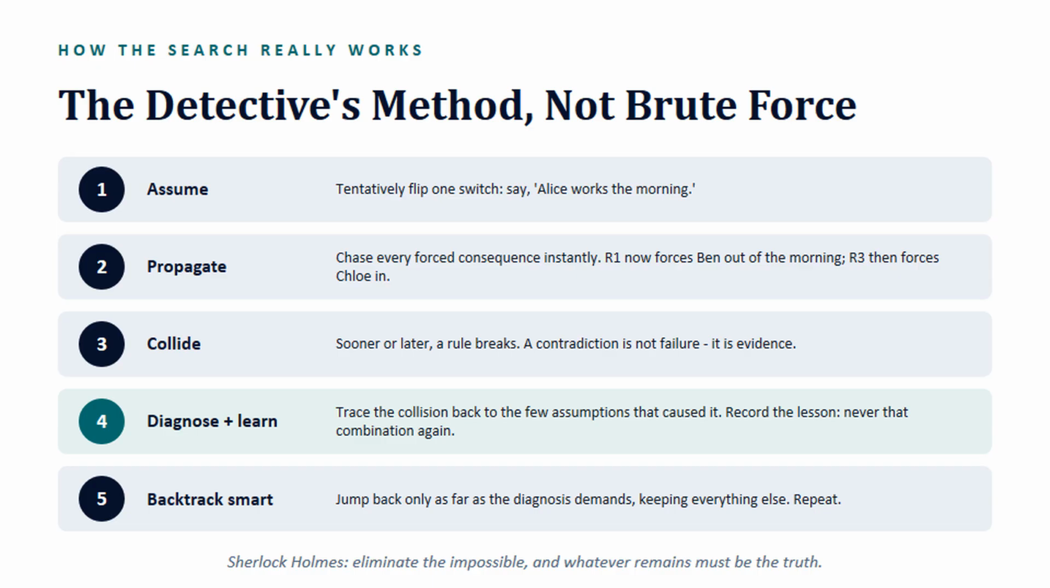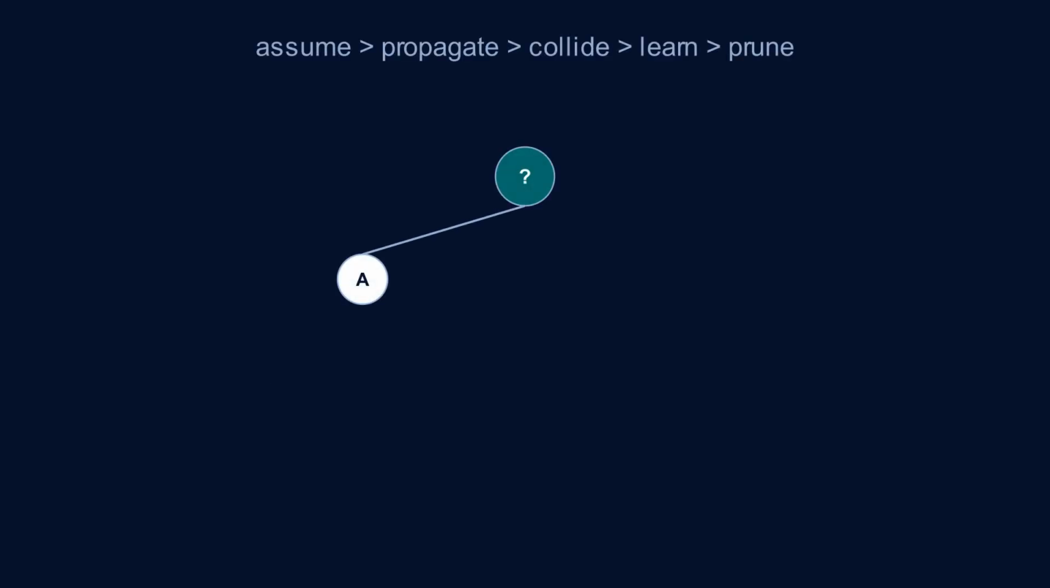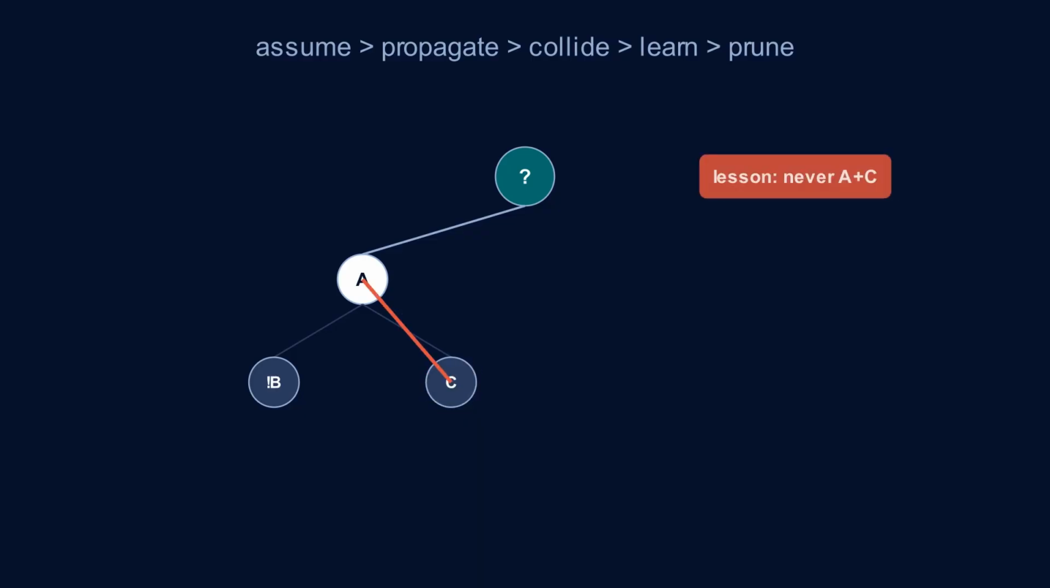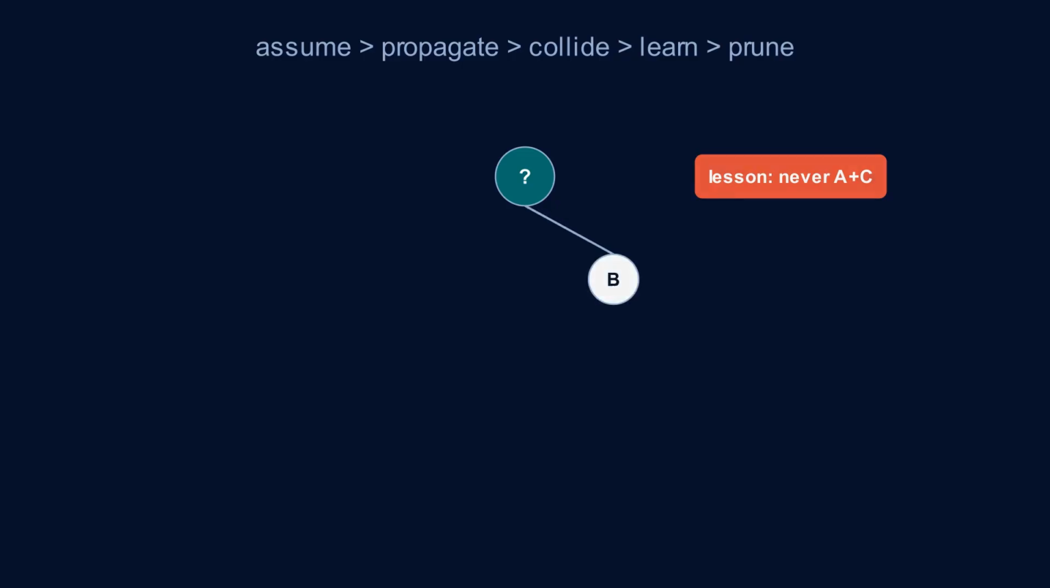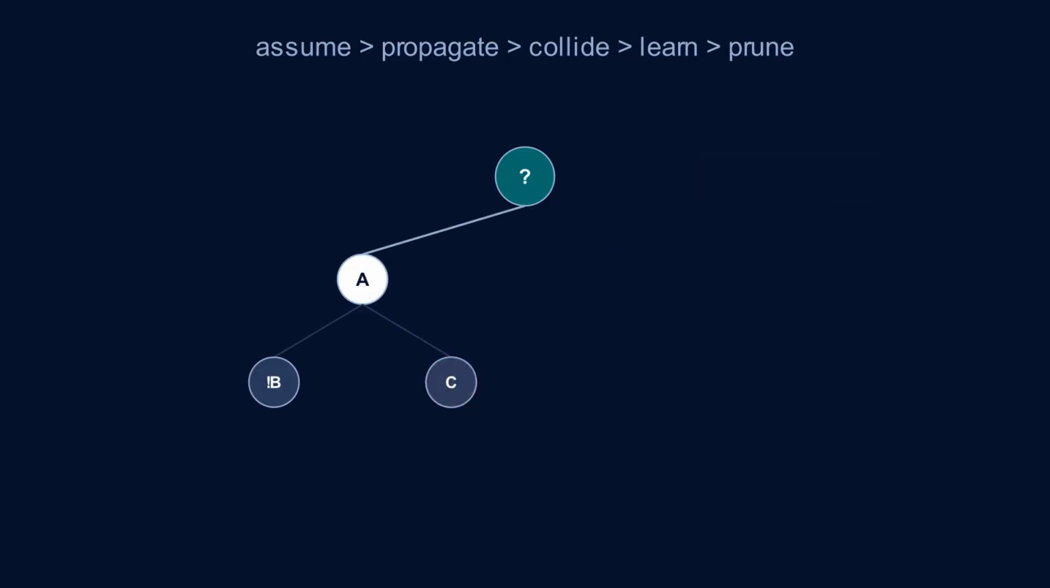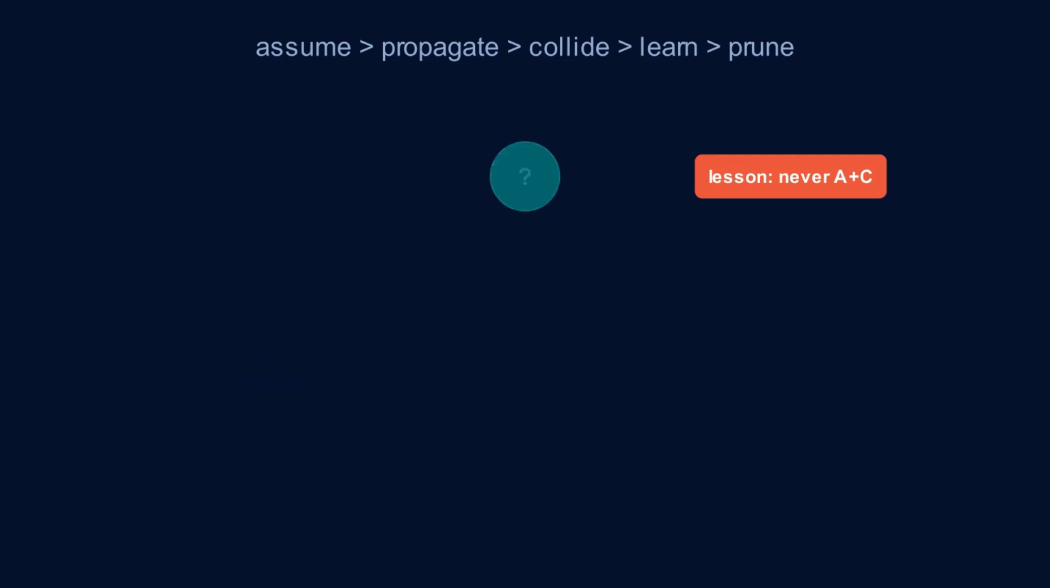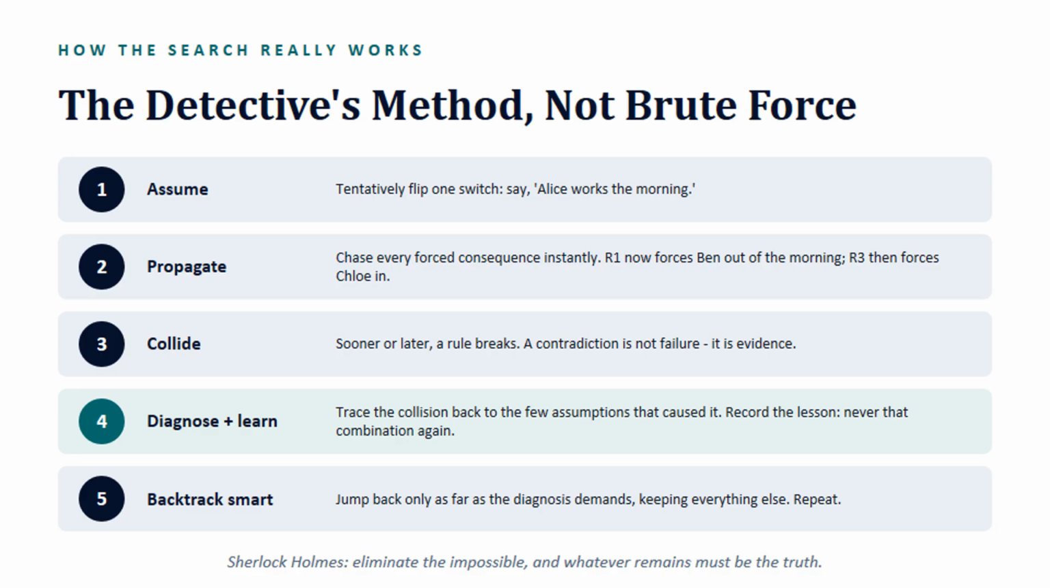So how does a solver find this out without trying every combination? It works the way a good detective works. Watch the method in slow motion. Step 1, assume. The solver tentatively flips one switch. Say, Alice works the morning. Step 2, propagate. It instantly chases every forced consequence. Rule 1 now forces Ben out of that morning. Rule 3 then forces Chloe in. One assumption, and a cascade of automatic deductions follows for free.